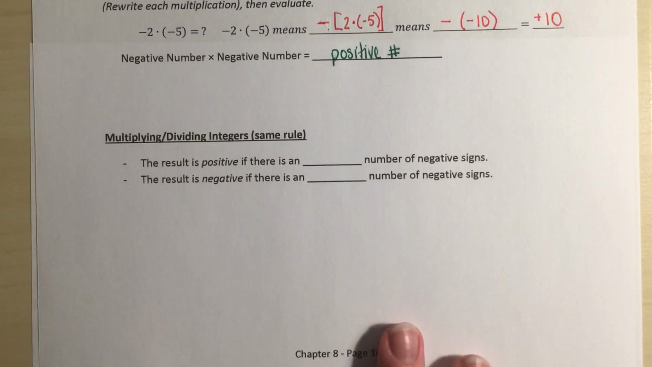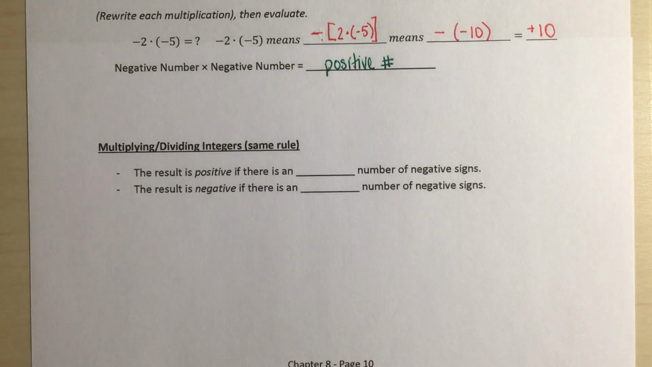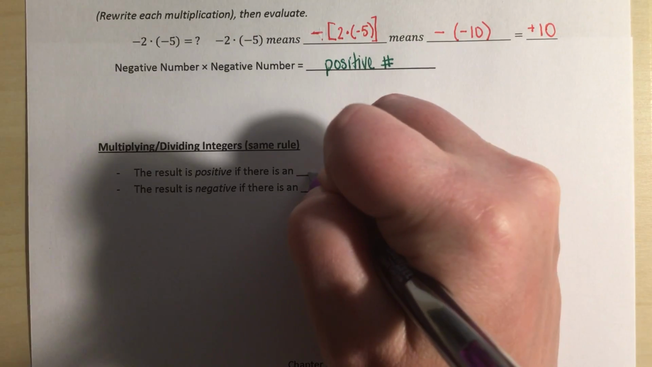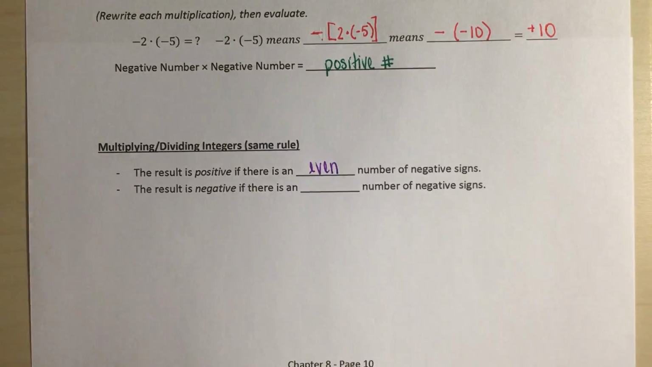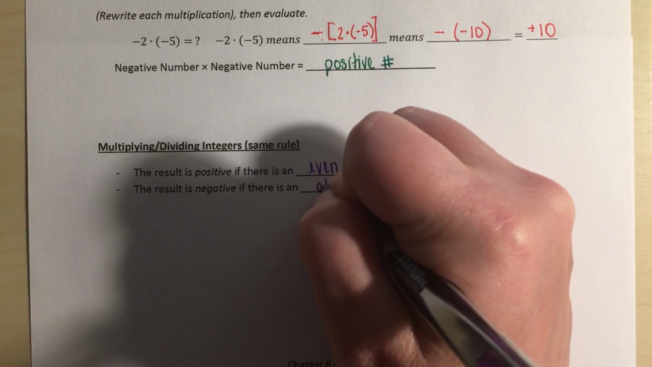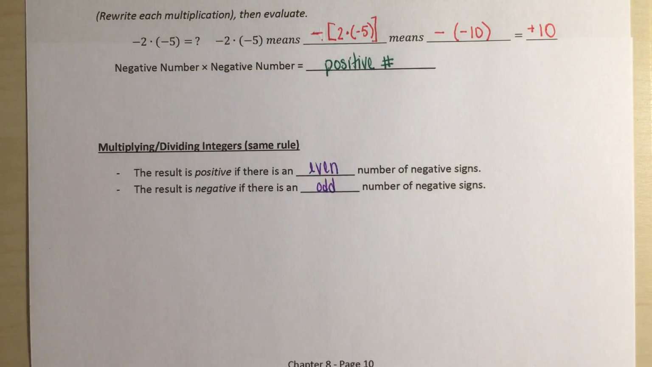So we're going to generalize this into a nice, easy rule that we can use for both multiplication and division. This is actually the same rule that we saw when we were looking at opposites before. The result is going to be a positive result if we have an even number of negative signs. The result is going to be a negative result if there is an odd number of negative signs. I sometimes refer to this as our even-odd rule. So our even-odd rule works for our opposites, and it also works for multiplication and division.